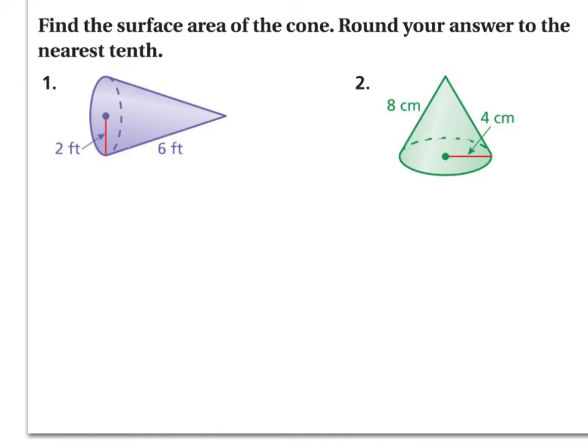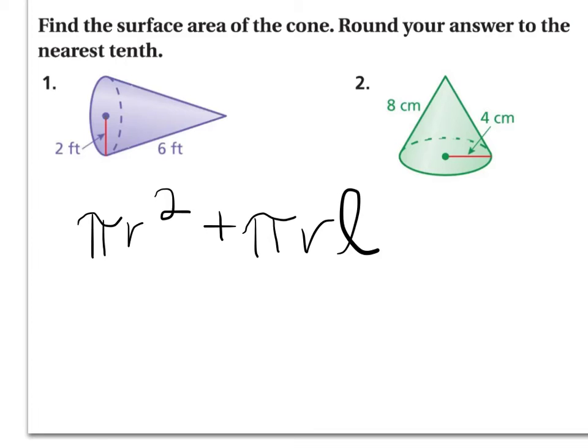Alright, a couple practice problems to finish this off here. Find the surface area of the cone. Again, reminder, your formula is pi r squared plus pi r l. This is the lateral area, this is just the circle. Notice this time there's no 2. There's no 2 because there's only one circle in a cone.